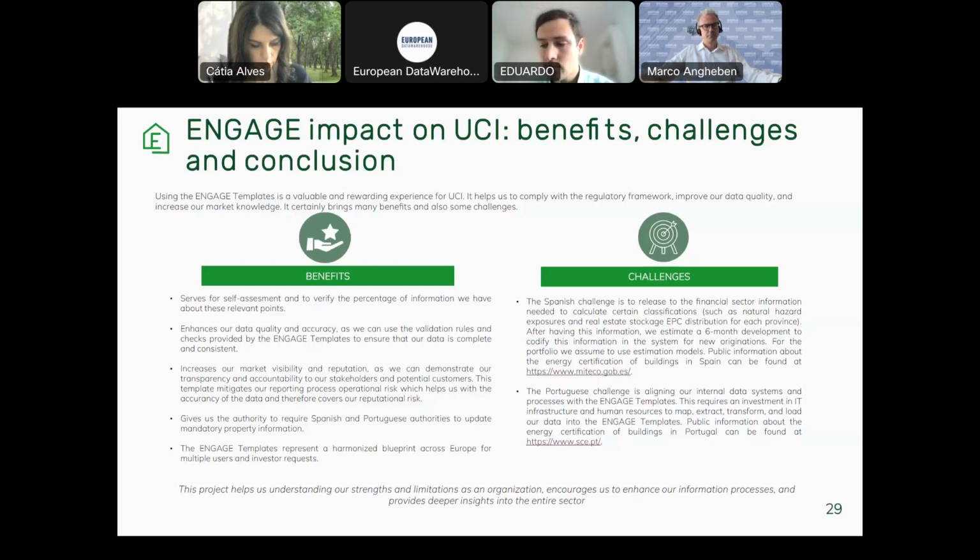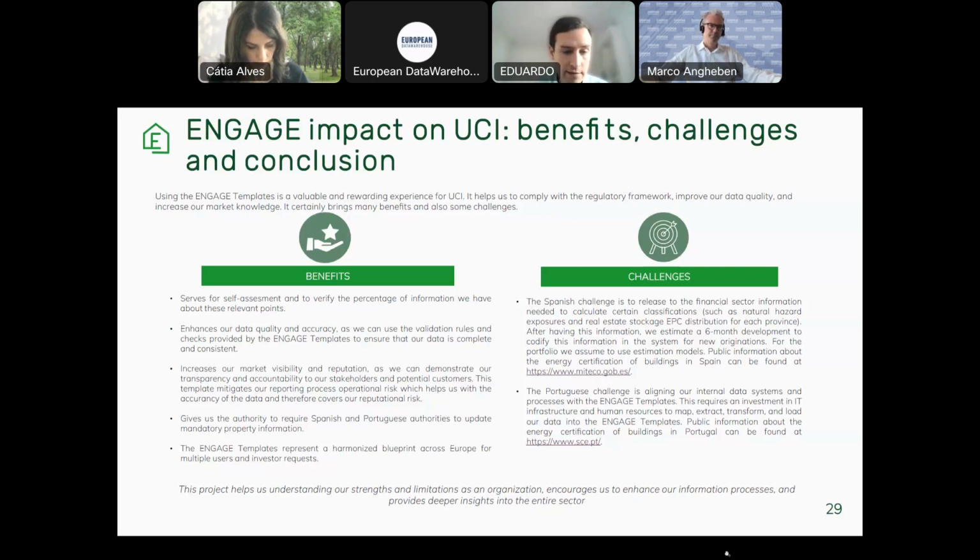Secondly, what share of complete and consistent validation rules we are correctly complying with. Then it also increases our market visibility and reputation. It reduces our operational risk, which is so important for financial institutions. In fourth place, it gives us the authority to interact with the Spanish and Portuguese authorities, and hopefully make them, especially the Spanish authorities, speed up and make more public information available that we can use.